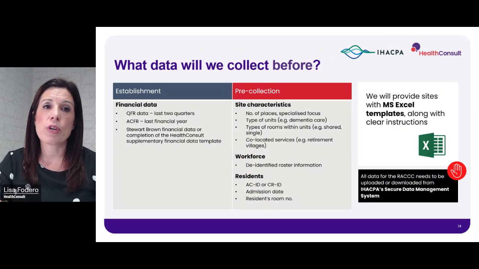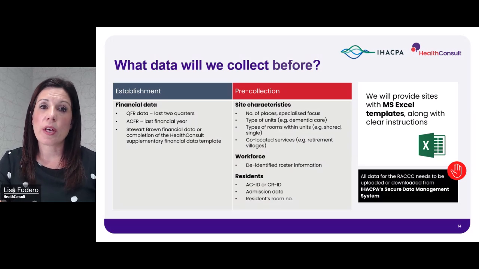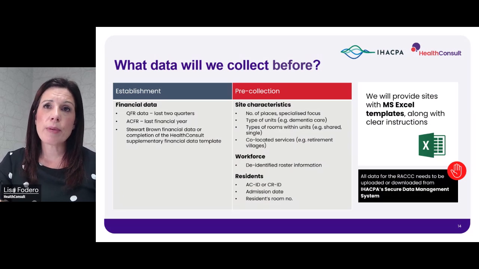We also ask for a resident list in a de-identified format. So we ask for either the MAC ID or the aged care ID or the care recipient ID. We have found in the first phase that care recipient ID is easier for homes to identify. Then we ask for the admission date and the residence room number. And this information is used so that we can allocate cards.